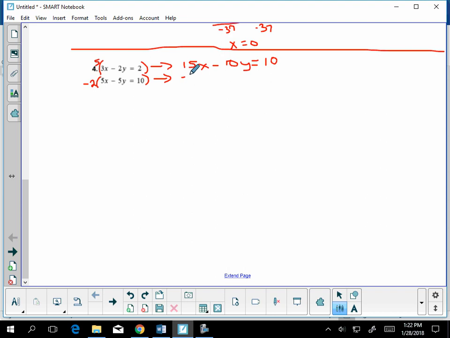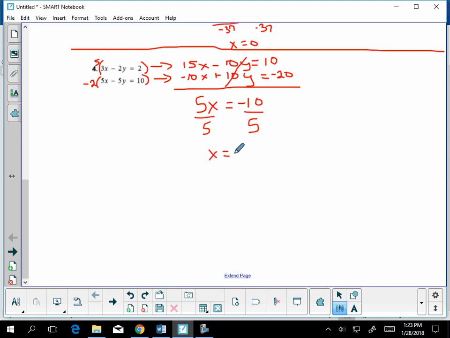And when I do that, I get negative 10x plus 10y equals negative 20. Well, I have opposite coefficients now, so I'm going to go ahead and add those together. 15 plus negative 10 is 5x. Negative 10 plus 10 is 0. 10 plus negative 20 is negative 10. Divide both sides by 5. X is negative 2. Well, now we need to know y.